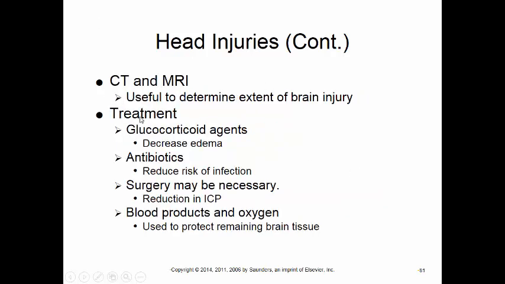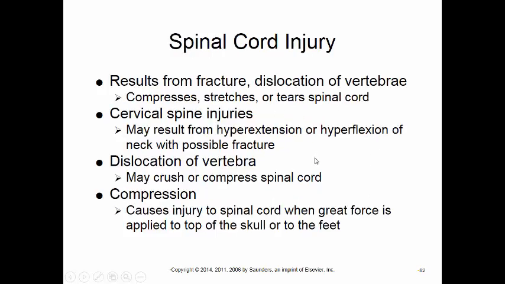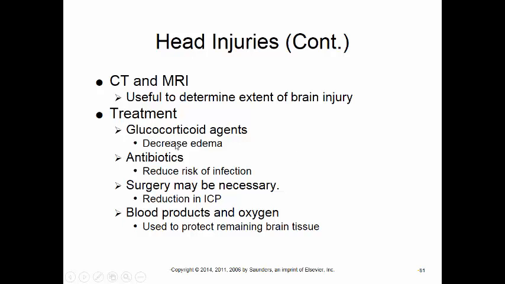Head injuries are typically diagnosed with CTs or MRIs that can determine the extent of the injury. Treatment with glucocorticoids can decrease inflammation and edema. Antibiotics reduce the risk of infection. Surgery may be necessary to reduce intracranial pressure, and blood products and oxygen may be used to protect the remaining brain tissue.